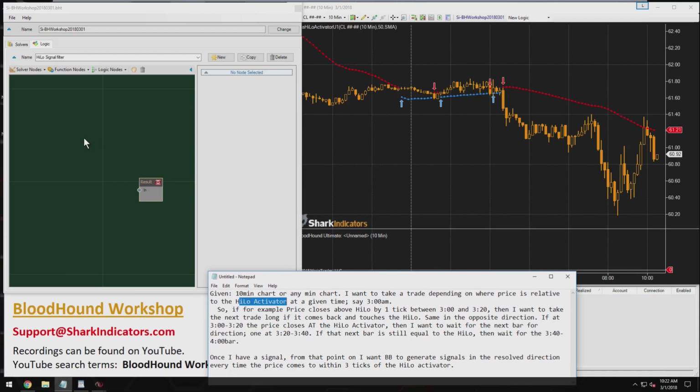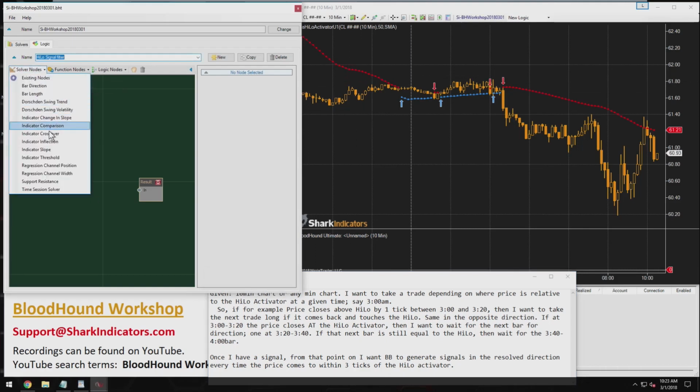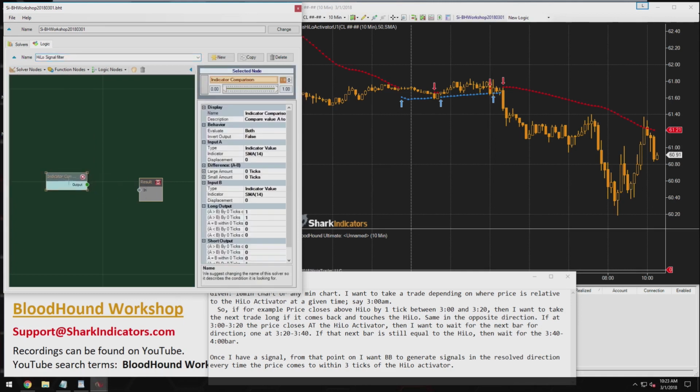All right, let's see, what do we need next? Next thing we need is to compare price to the high-low activator. So let's grab a comparison solver. We're going to check to see if price is below the high-low or above the high-low activator. All right, let's connect that in.